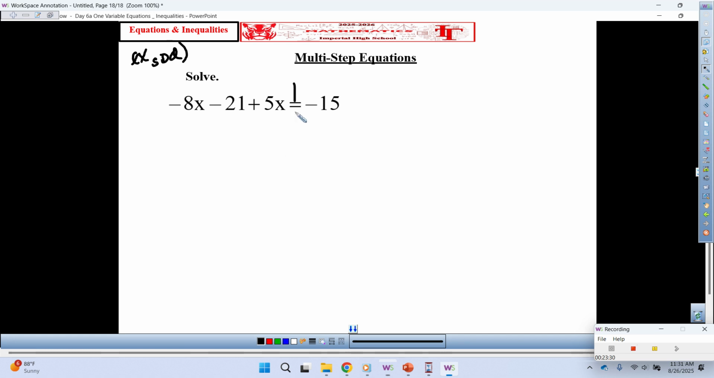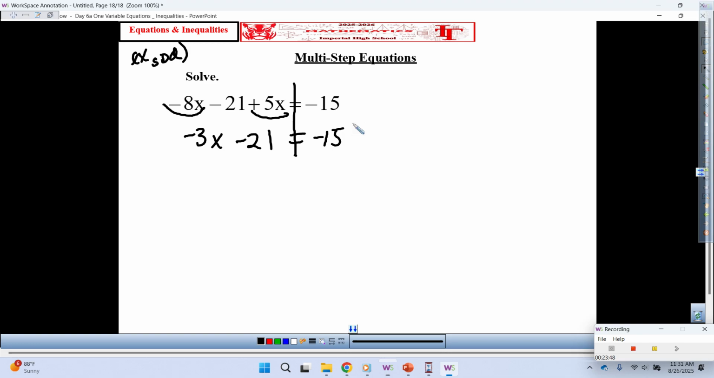Line down the equal sign. Look at the left side. Can I simplify the left side anymore? Yeah, combine negative 8 and positive 5. That gives us negative 3x. Bring down the negative 21. Can we simplify the right side? No, that's negative 15. So, next, we need to leave x by itself.